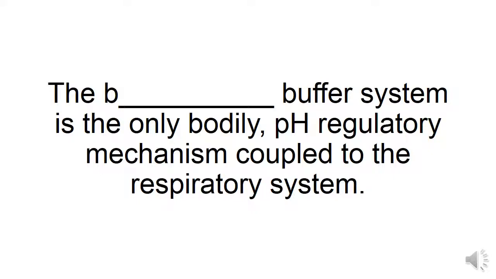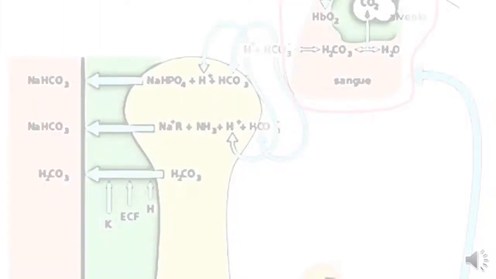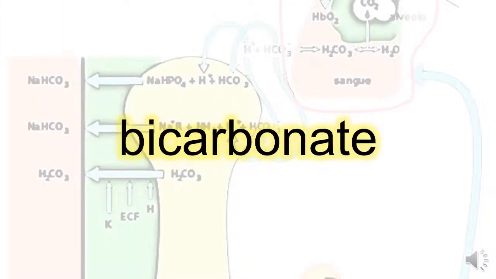The B blank buffer system is the only bodily pH regulatory mechanism coupled to the respiratory system. So what is that B blank? That would be the bicarbonate buffer system. The most commonly talked about buffer system in biochemistry as it relates to the human body.